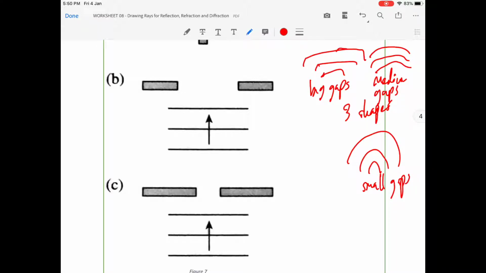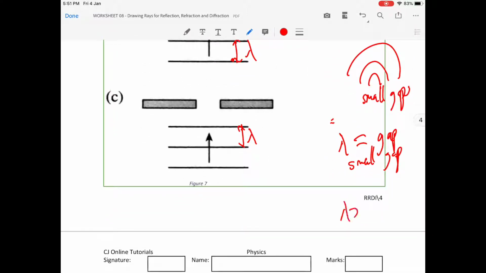So some of you are asking me, how small is small? The general rule is that when the wavelength lambda is equal to the size of the gap, then it is considered a small gap. When the wavelength lambda is greater than the size of the gap, that means a small gap. When the gap is larger than the wavelength lambda, then it's considered a big gap.